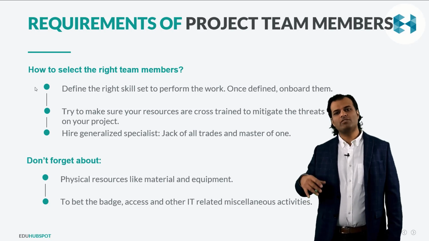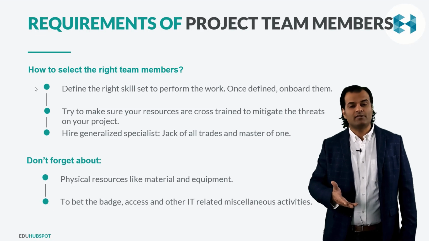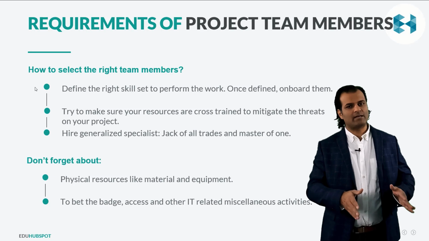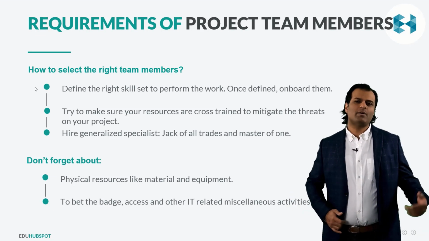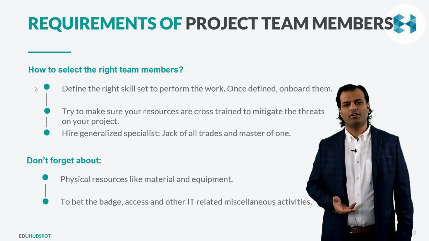But it's not just about people. Make sure you talk about the material and equipment. Like equipment is, let's say I need a printer. That's an equipment resource for me. Material is the ink in that printer. Okay, and all these things are about how to get the right team members on your project.